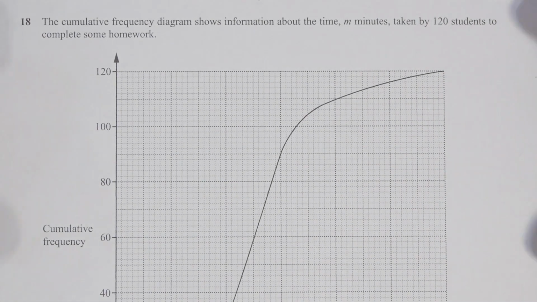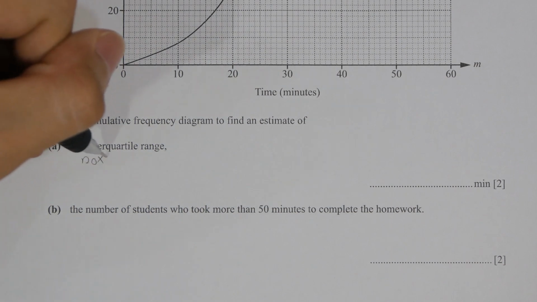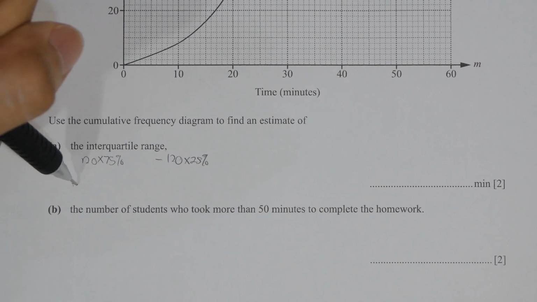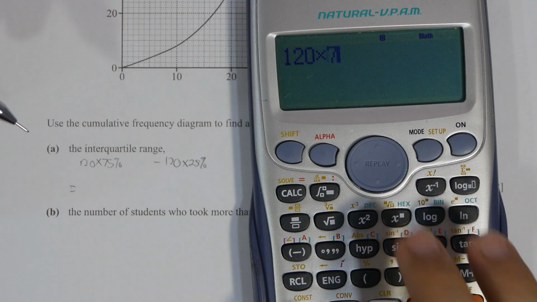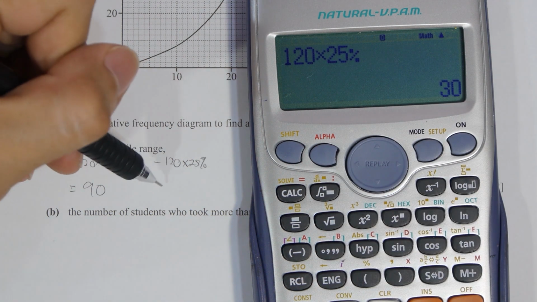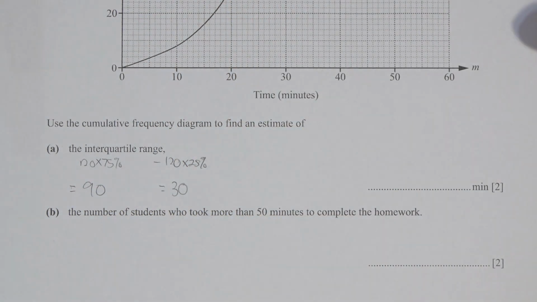Question 18. The keyword in the question is 120 students, and for you to find the interquartile range, just take 120 times 75% and 120 times 25%, which is 90 and 30 respectively. So from the graph, you mark it down, then you will get 30 minus 20 equals 10 as the answer.